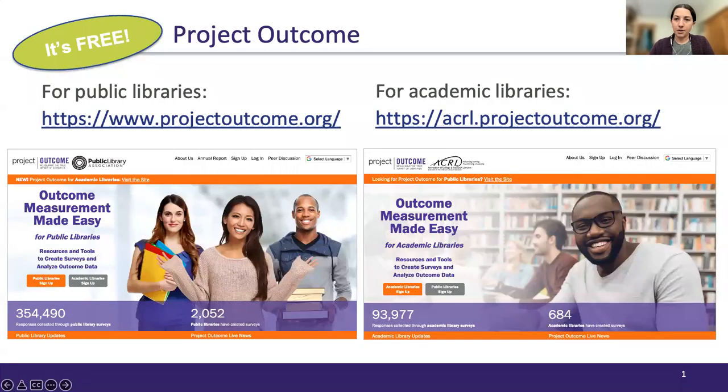For those who are new to Project Outcome or need a quick refresher, Project Outcome is a free toolkit designed to help libraries understand and share the impact of essential library services and programs. It provides simple surveys and an easy-to-use process for measuring and analyzing outcomes. Project Outcome also provides libraries with the resources and training support needed to apply the results and confidently advocate for the library's future. If you haven't signed up yet, you can do that now. It's quick and easy and free.